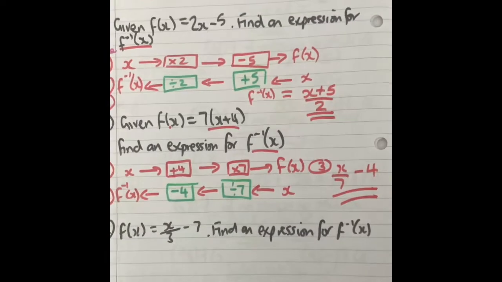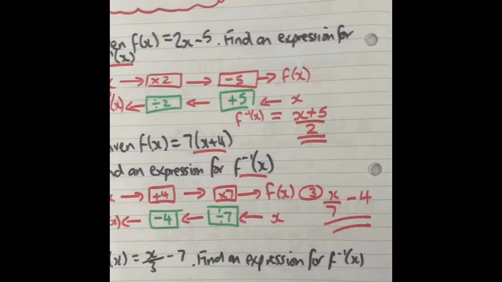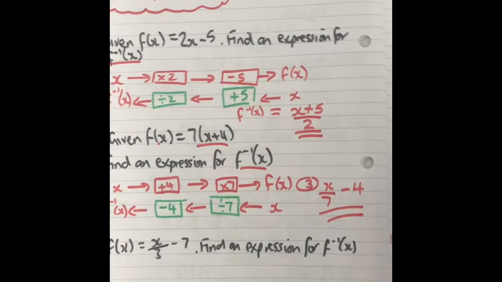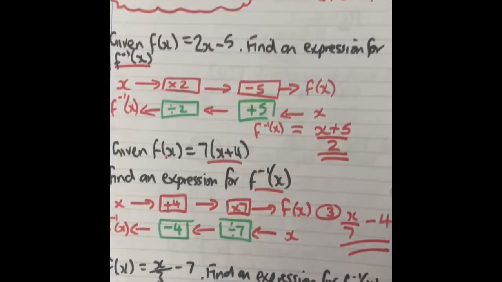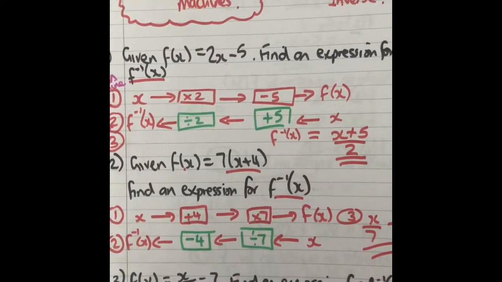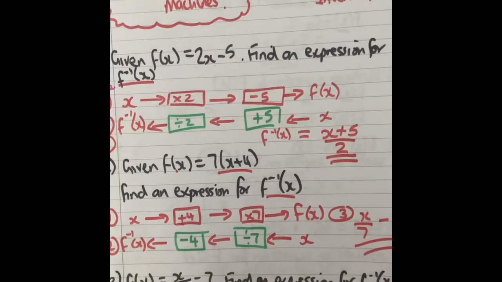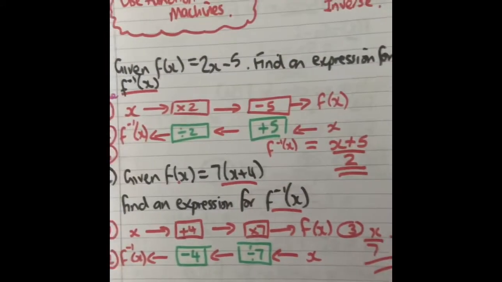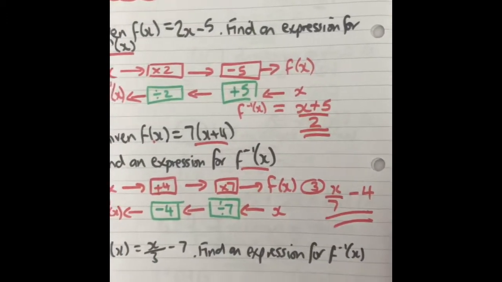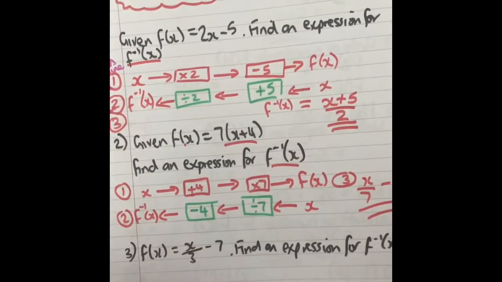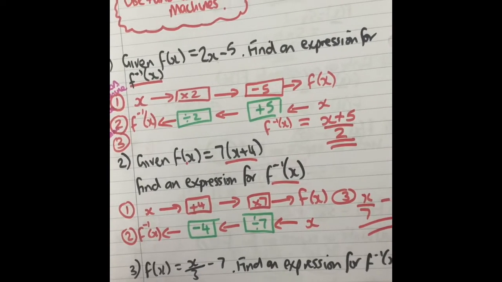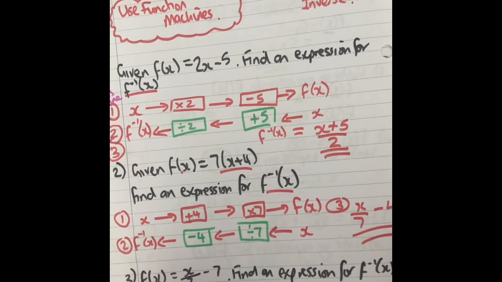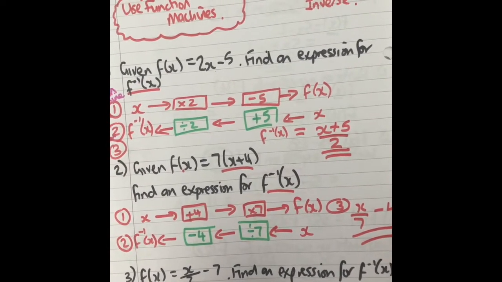Okay, next one. Notice the difficulty comes with these when you've got divides and times, and where to put them, making sure you've got them in the right place. We've got f of x is x over 3 minus 7, separate. Find an expression for f minus 1 of x. So first step, draw a function machine out. Start with x. We're going to divide by 3. Then I'm going to minus 7, and that will give me f of x.